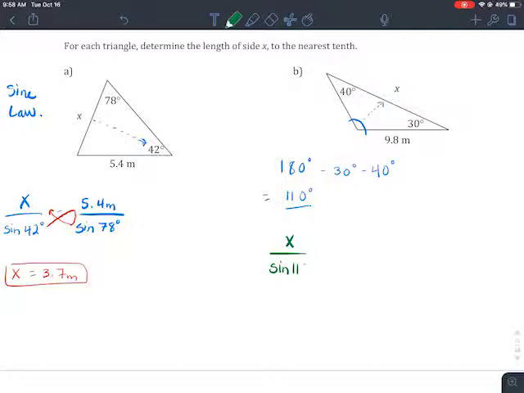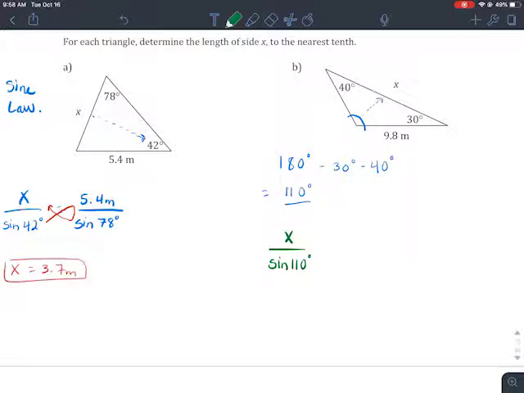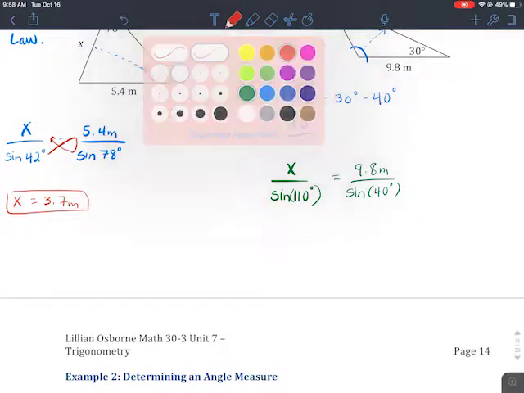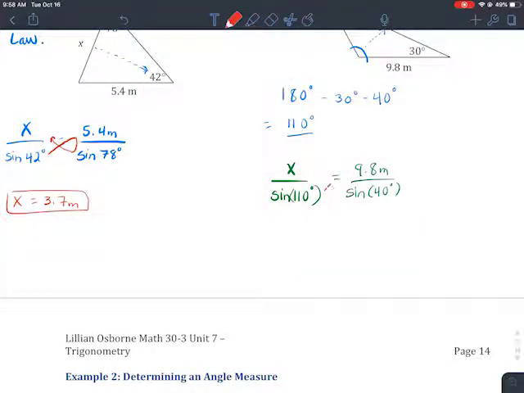So again, I want to find x. So we have to divide by the sine of its opposite angle. So the sine of 110, that has to be equal to another side angle pair. So the other side length I have is 9.8 meters. So we'll divide that by the sine of its opposite angle, which is 40. Okay, so here's my proportion. Now just like before, cross multiply, divide, and we get our answer.